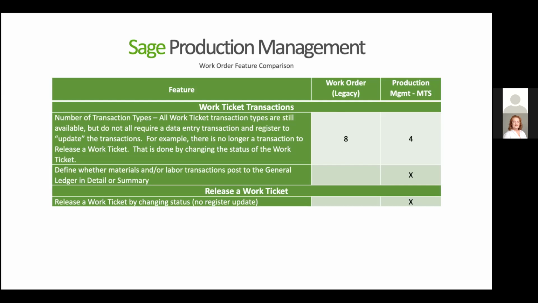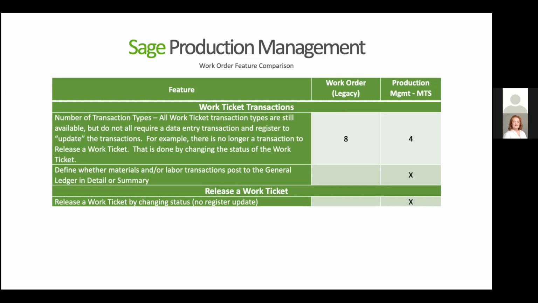For example, there is no longer a transaction to release a work ticket, right? I can just flip the status, which is our new status code. Depending on how I have my statuses set up, I can use status to control releasing of the work ticket without an actual hard transaction. I can define whether materials and or labor transactions post to the general ledger in detail or full summary. Release a work ticket by changing status, right? There it is, no register update.